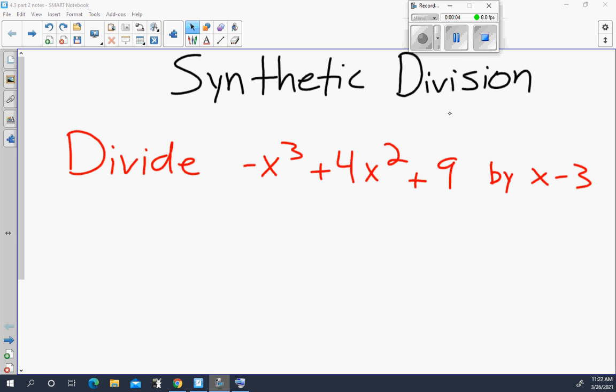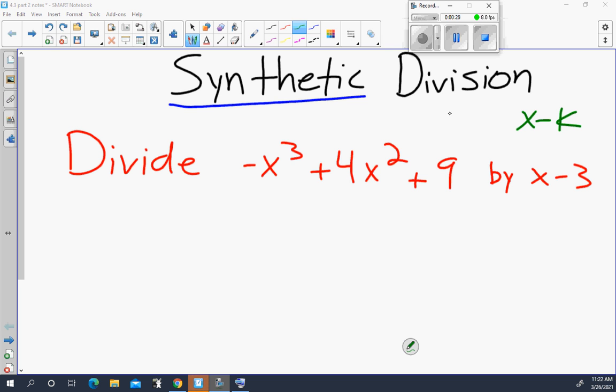We're still in 4.3. We are still dividing polynomials, but we're going to be using a different type of division method. We're going to be using synthetic division. We can only use it when we divide by the form x minus k. Since we have x minus 3, we can use synthetic division.